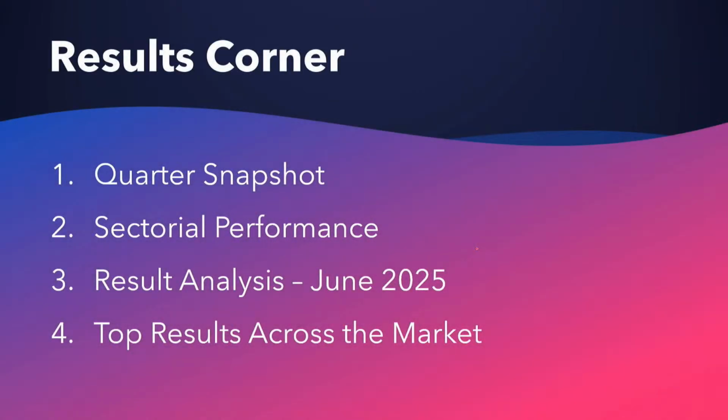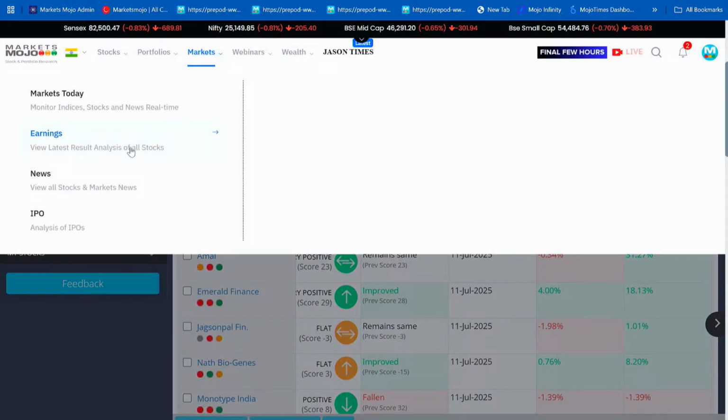I can take you to the result corner section. We look at these 4 different things to understand. You can look at quarterly snapshot, sectoral performance, result analysis of June 25, and top results across the market. Okay, I'm going to take you to the earnings section over here.